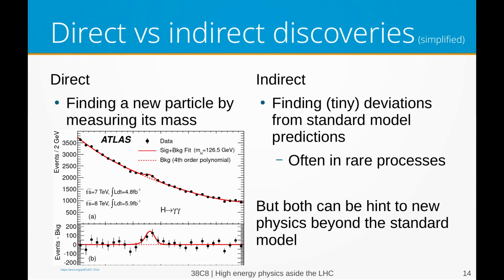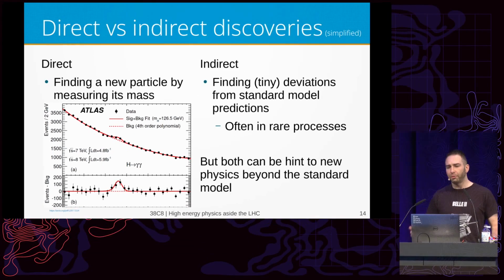So what is the difference between direct and indirect measurements? Direct measurements, or discoveries, is what we see on the left. This is a plot from the Higgs discovery, and you can see here a background distribution, and then you can see some tiny excess. It's not really huge, and then we found that this has a lot of the properties that we expect from the Higgs boson. The indirect approach is then finding tiny deviations from the standard model predictions, often in very rare processes. Both can give hints to new physics.